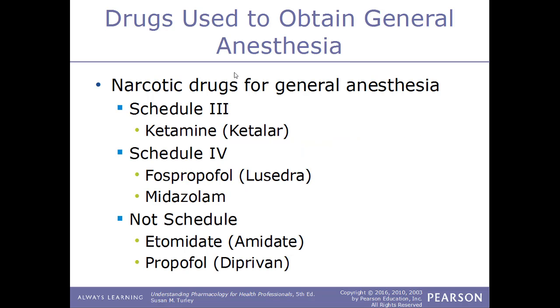Some examples of Schedule III narcotics used for general anesthesia: ketamine, also known as Ketalar. A Schedule IV drug would include fospropofol, also known as Lusedra, also midazolam is also a Schedule IV. And some examples of narcotics that are not scheduled include etomidate, which is known by the trade name Amidate, and propofol, which is known as Diprivan.